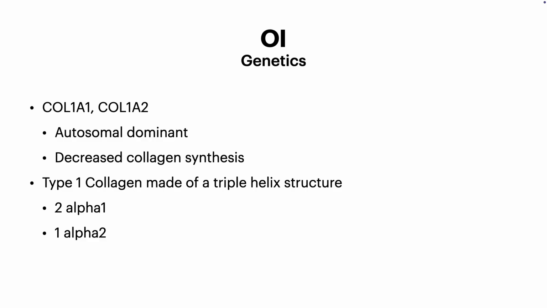COL1A1 and COL1A2 is how I remember that. It sounds more like a name to me. It's autosomal dominant, and it's decreased collagen synthesis. So this is the collagen problem we're talking about, imperfect collagen. It's type 1 collagen, which is made up of a triple helix structure of 2 alpha 1 and 1 alpha 2 subunit.